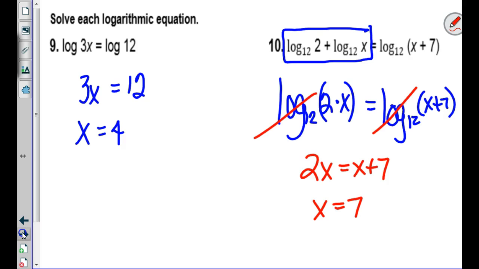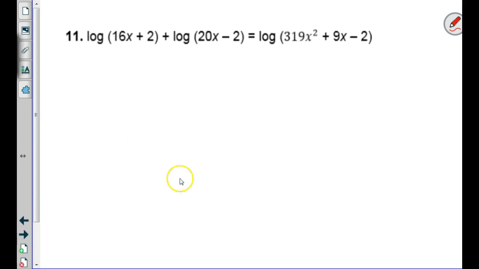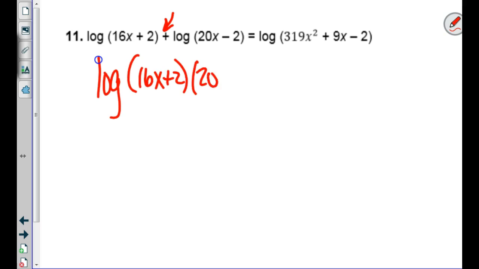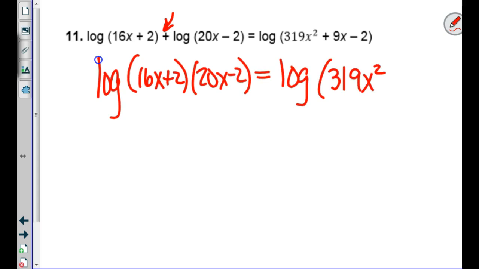Yeah. They give us a miserable one. It's not really as bad as it looks, and it looks pretty bad. We have to do this plus means what? So we have a 16x plus 2 times a 20x minus 2. And luckily, the first thing we get to do is what?